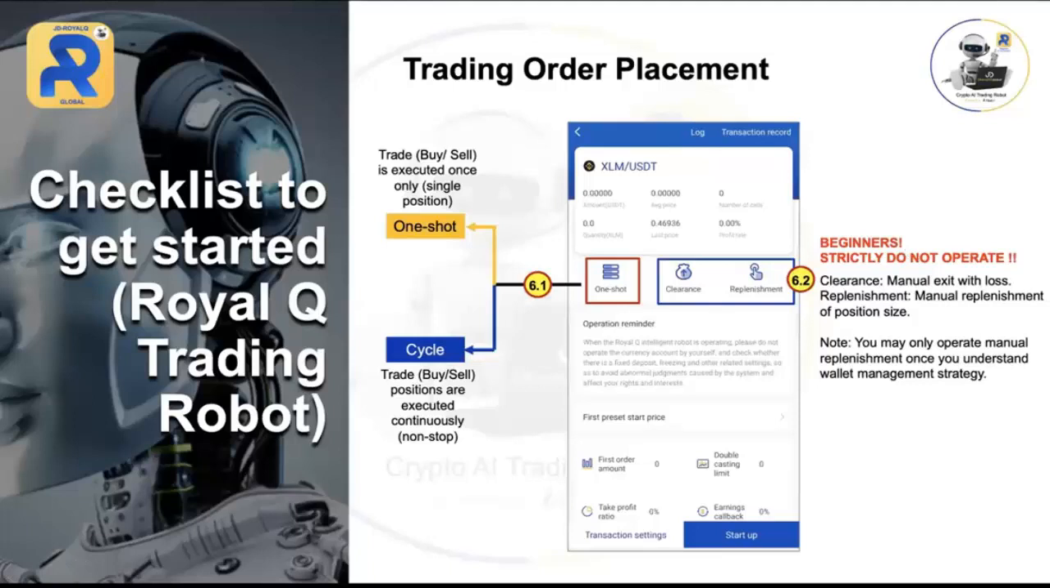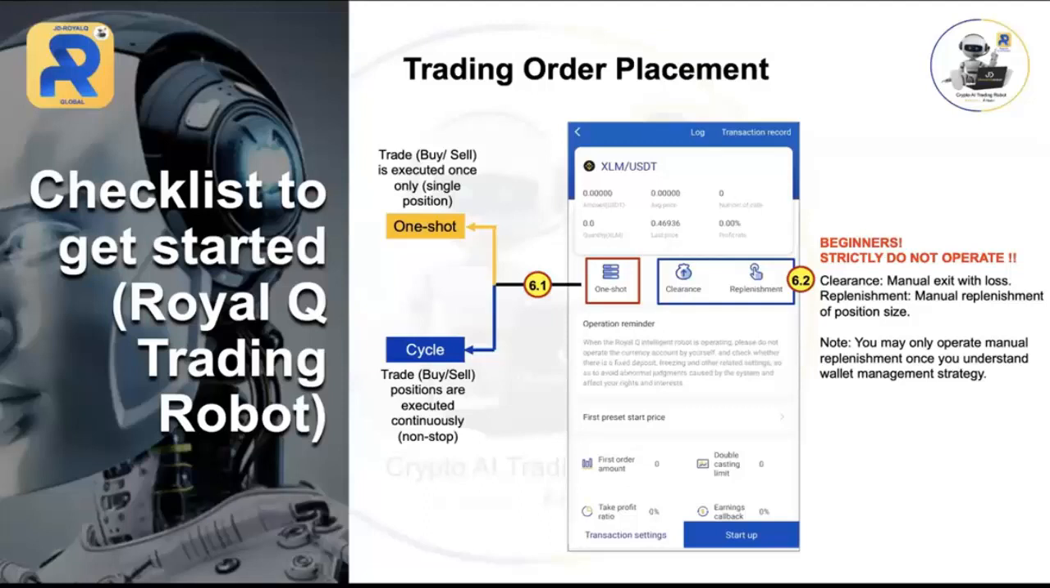Clearance here means you are going to manually exit. If you manually clear or liquidate, you are doing it yourself, not the robot. By right, there shouldn't be any losses here. So if you decide you want to manually clear because you think this is too long, and I'm willing to take the loss, you can do a manual clearance. But my suggestion is don't touch that manual clearance. It's better to use the manual replenishment and actually manipulate the market. Manipulate the market and bring the price closer to the current price so that the market will close by itself. All right, please understand that.